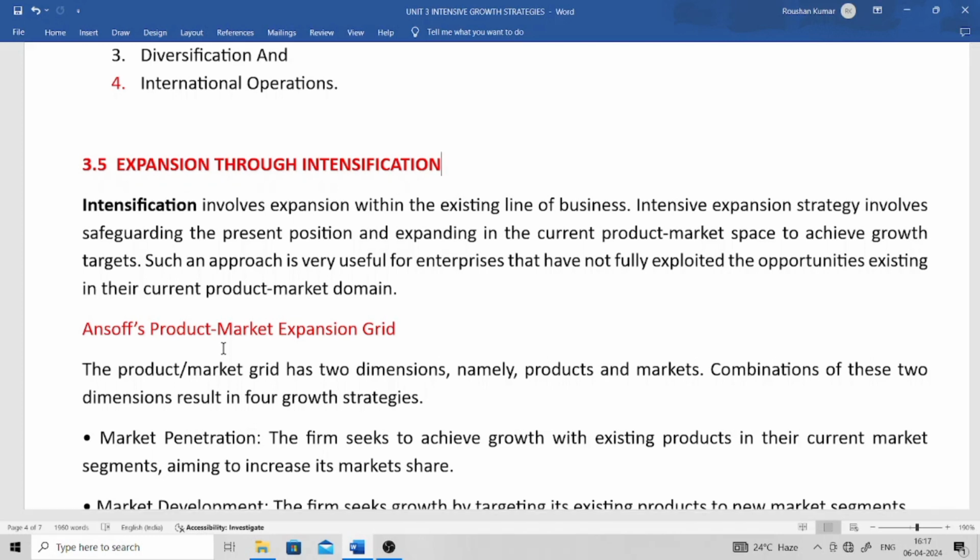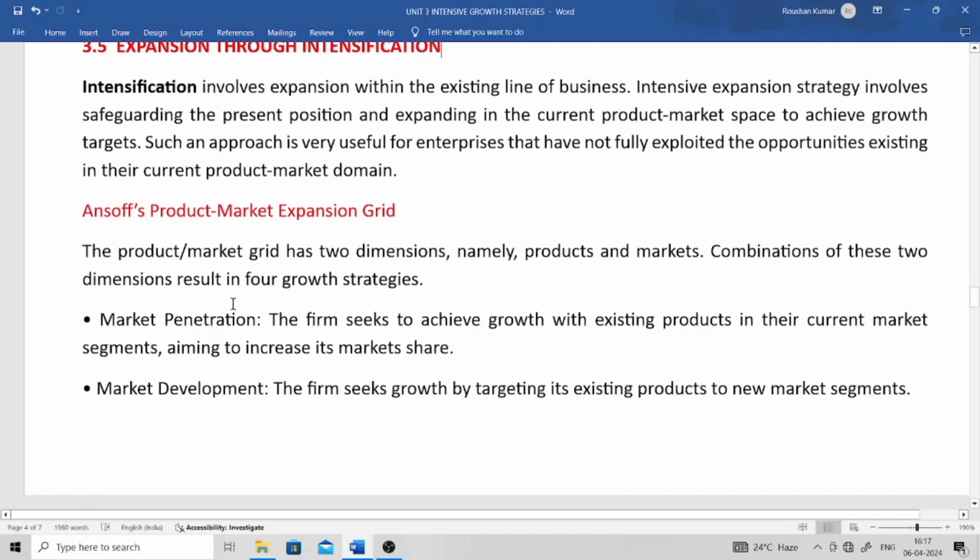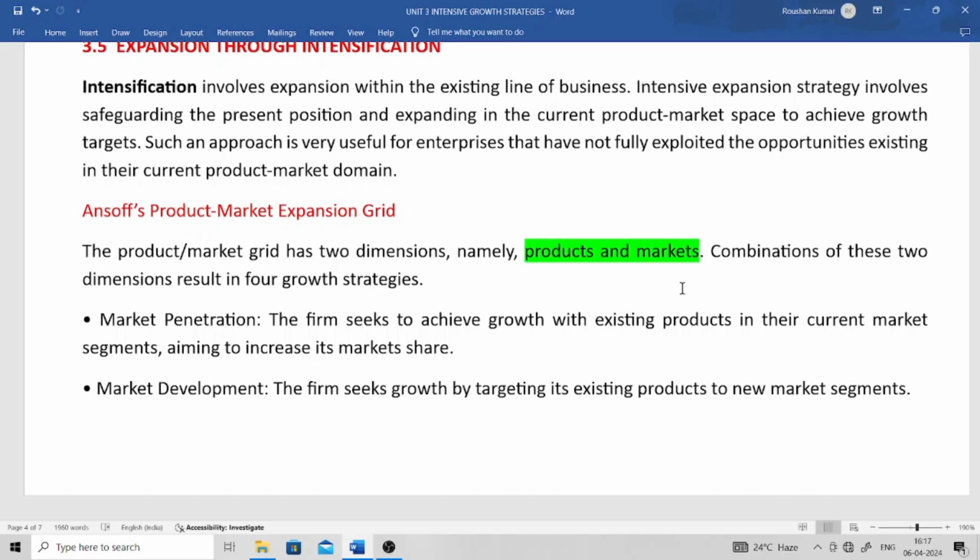So what this Ansoff's product market expansion grid is, as you can see on your screen, is that the product market grid has two dimensions. First, that is product, and the second one is the market. That's why here you can see products and markets. Combining these two dimensions results in four growth strategies.